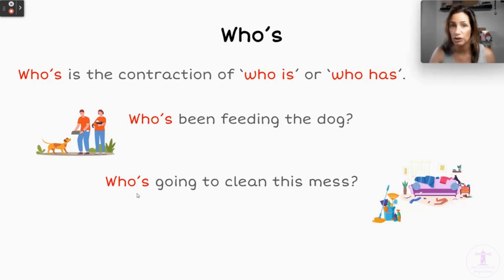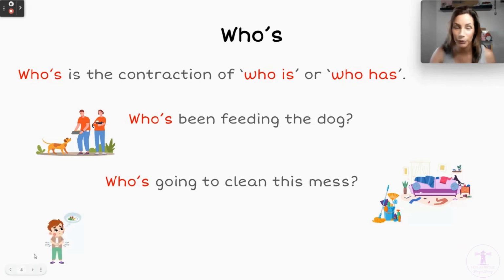Okay, I will say it slower so those of you that want to repeat can repeat. Who's going to clean this mess? And now a little faster. Who's going to clean this mess? And now much faster. Who's going to clean this mess? Okay. And now this is our last example for who's for now.